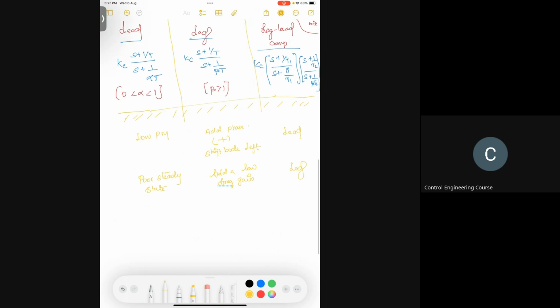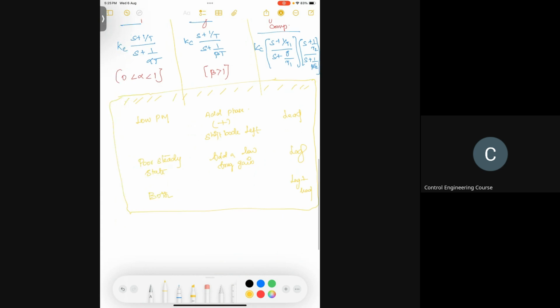When you want to do both, like the phase margin expectation is very bad and the steady state expectation is also bad, in that case you would do both. So you would go for lag plus lead compensation, or lag-lead compensator. Both are the same, right? So these are all the requirements in between. Good. Now we will start off.